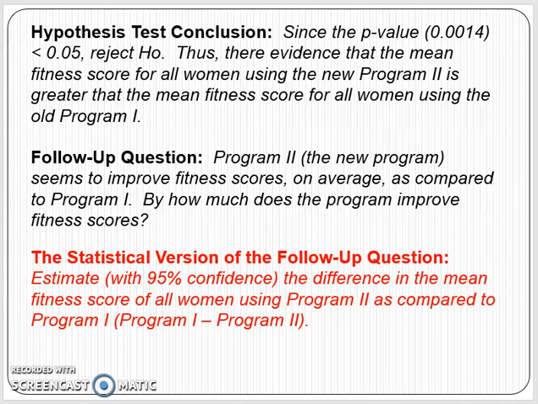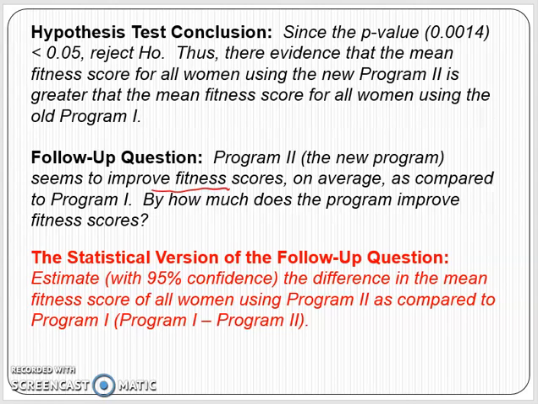The follow-up question, which is what leads us to the confidence interval, is essentially how much better. Program 2 seems to improve fitness scores on average as compared to program 1. By how much does the program improve the fitness scores? The test only says that program 2 produces a greater score. It doesn't tell you by how much. It might be a point, it might be 100, it might be 10 points.